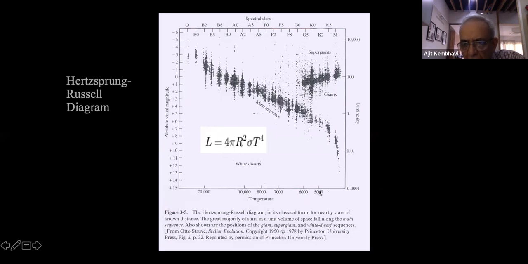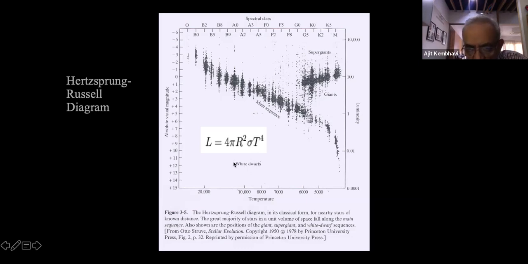Let us say stars which are at a temperature of about 5,000 Kelvin. All these stars have more or less the same temperature, so T is the same for them. But as you go up from the main sequence to the giants, the absolute magnitude has decreased quite a lot, which means the luminosity has increased. For the same temperature, the luminosity is much higher for the giants, which means the radius is much higher. So as you rise up from the main sequence, the radius of the star is increasing, and therefore you call these giants and supergiants.